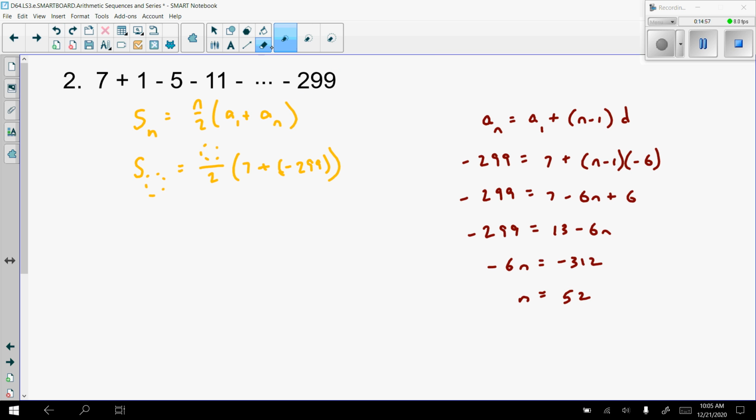So now let's plug in the value that I know. I know n is 52, so that will go right here. And it will also go right here.